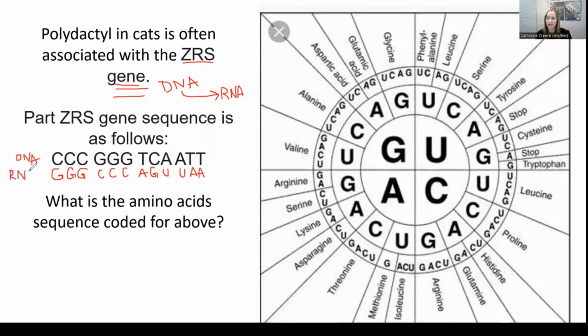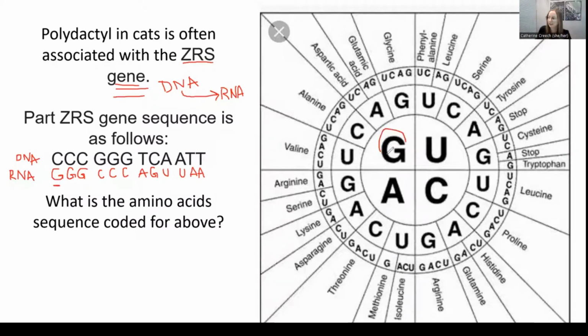Cool. So now that I have the RNA from the DNA, that was my gene related to polydactyly, I can use this codon chart over here on the right to figure out the amino acid sequence. We have 2 main types of codon charts. We have the square one and we have the round one. I'm going to show you both. So the first thing we do is we go right to the center of this bullseye area and you find the first nucleic acid that you're looking for. So it's going to be a G.